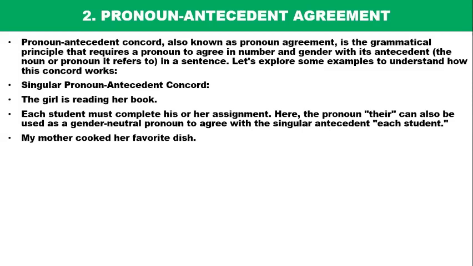Let's look at another example. My mother cooked her favorite dish. The singular pronoun her here agrees with the singular antecedent mother. So it will be a violation of the rule of the pronoun antecedent concord if you say my mother cooked his favorite dish, because that pronoun his does not agree with the gender of mother. Okay, let's look at another example.